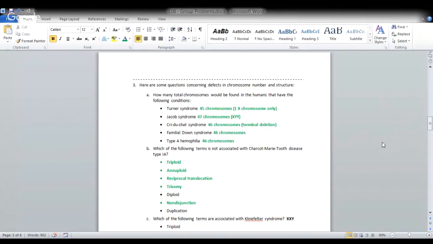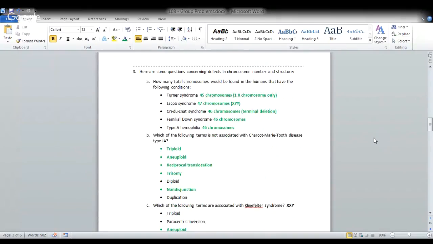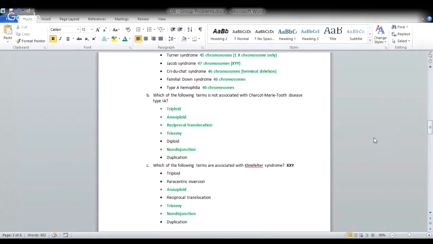The familial Down syndrome, it's 46. It would have an extra chromosome, but that fuses, and so it basically just brings it back down to normal. And then type A hemophilia has 46. Their chromosome count's not affected. For B, which of the following terms is not associated with Charcot-Marie-Tooth disease type 1A? And so we know that it's duplication and diploid, so everything in green is not associated. So triploid, aneuploid, reciprocal translocation, trisomy, and non-disjunction. So that's how we do that.